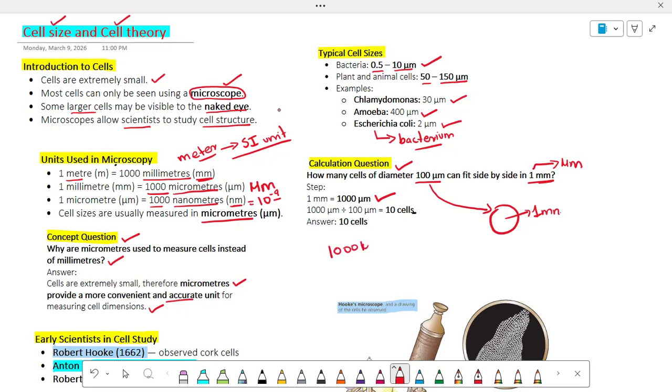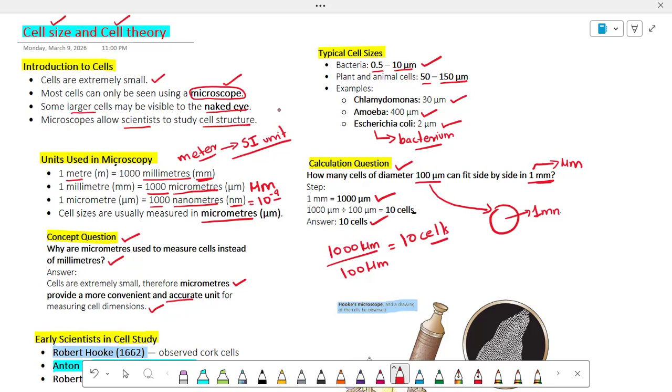1000 micrometers into 100 micrometers. And the answer is 10 cells. Means we can fit 10 cells of 100 micrometers into 1 millimeter. So this is the answer. Okay. This is all about cell size.